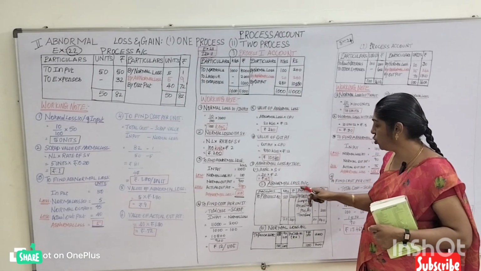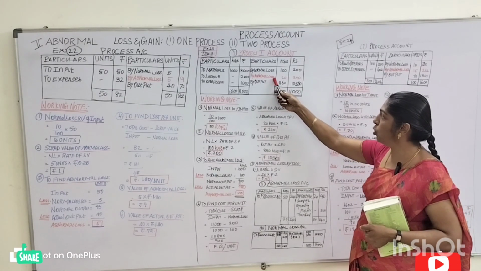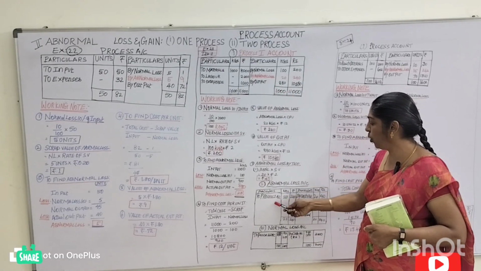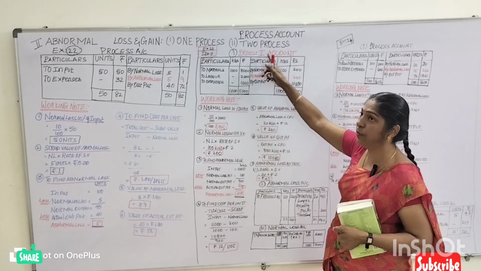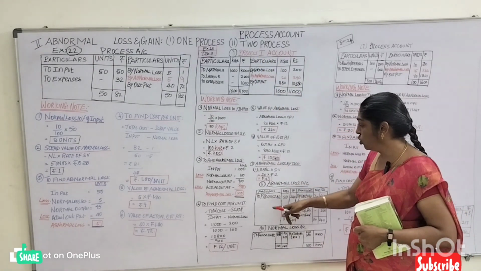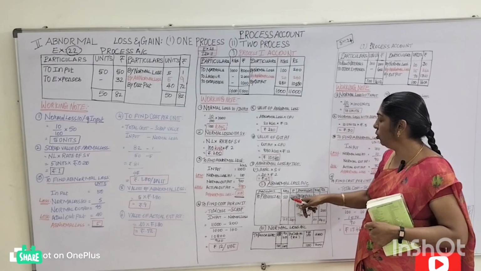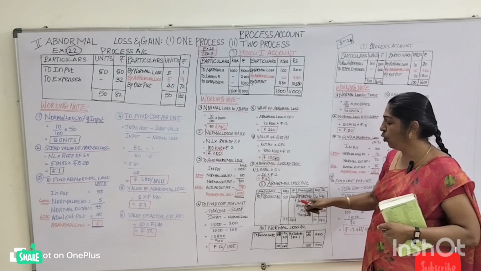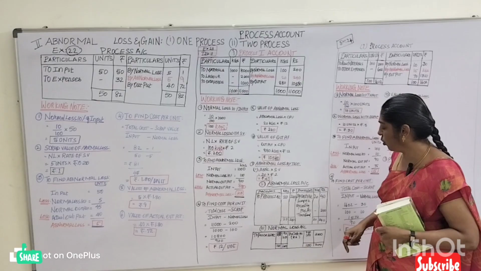Okay, how can you show it? So abnormal loss is shown on the credit side in the process one account. So in the opposite, you are going to write on the debit side, to process account, 20 units 240 rupees. Because you have taken the abnormal loss from the process one account. 20 kgs 240 rupees.